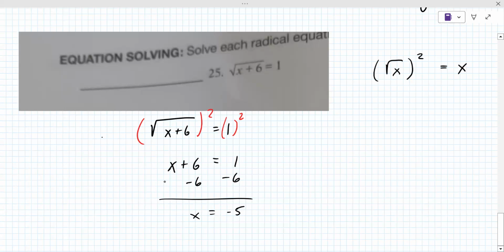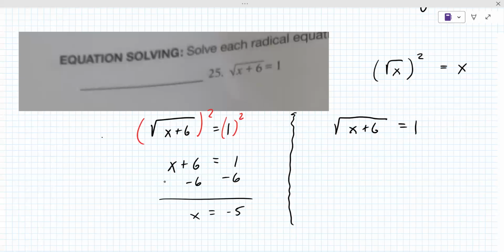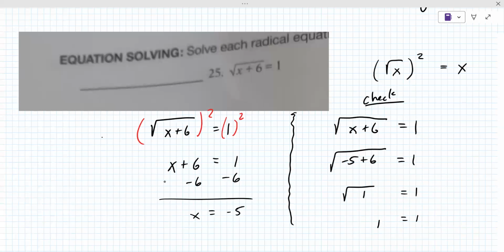Now, it says to check for extraneous solutions. What that means is you have to take your answer and go back to the beginning. This is the check part. And you put -5 in for x. And you work it through and you decide, are these the same? What do you say? Yes.